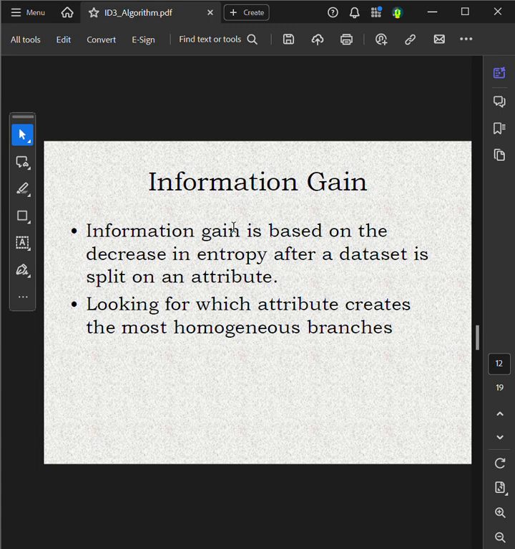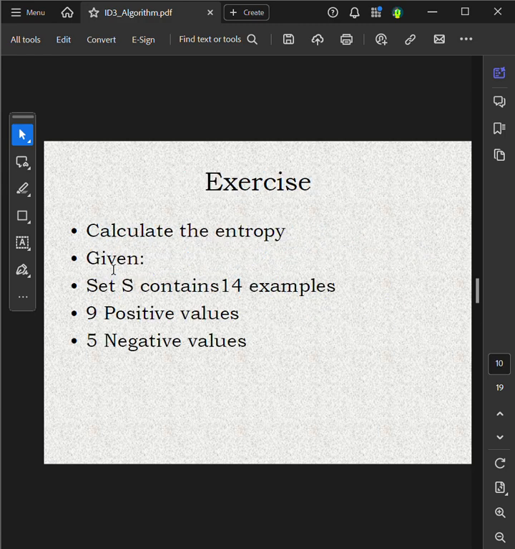Let's talk about information gain. Information gain tells us how much we have reduced entropy after splitting the data on an attribute. The higher the information gain, the better the attribute is at classifying the data. All right. Keep remembering this point, that the higher the information gain, the better that attribute is at classifying the data. Let's come to the example.